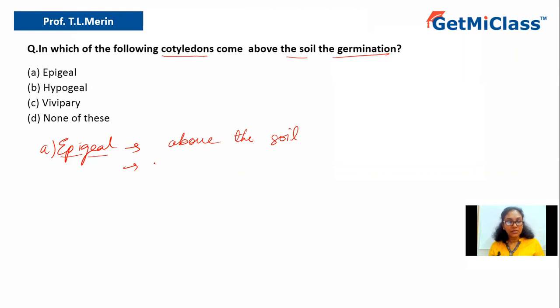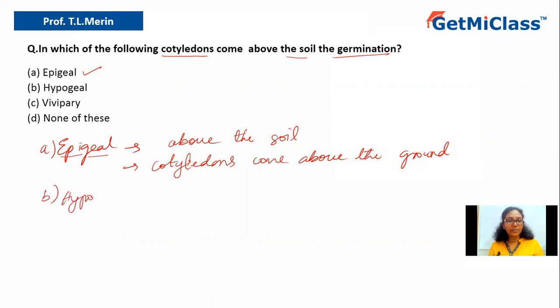Okay, so here the cotyledons come above the soil, above the ground, you can say. Okay, so that is what is called the epigeal condition. Hence, option A is the right answer. But let us look at the other options also. Option B says hypogeal. Option B is hypogeal.